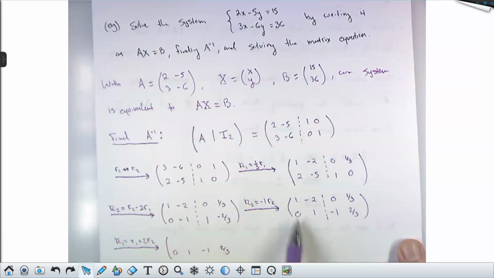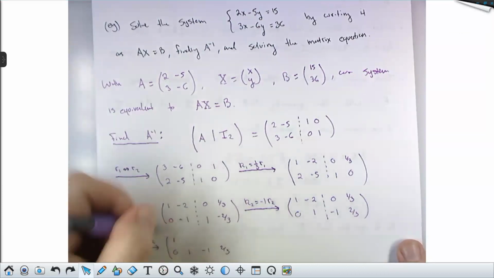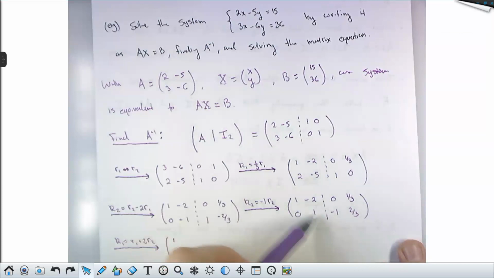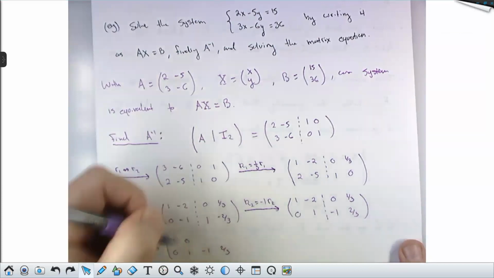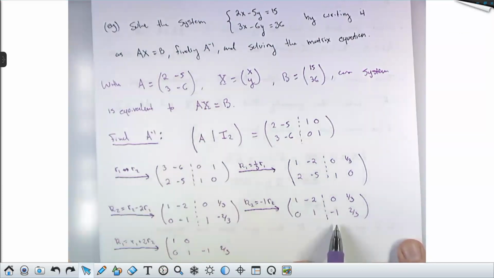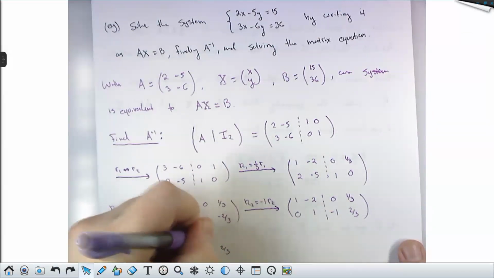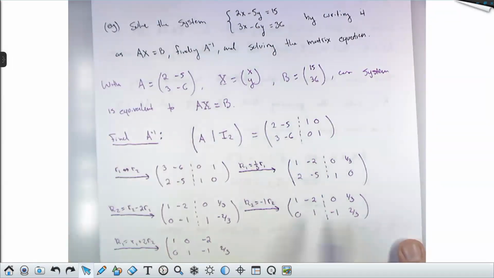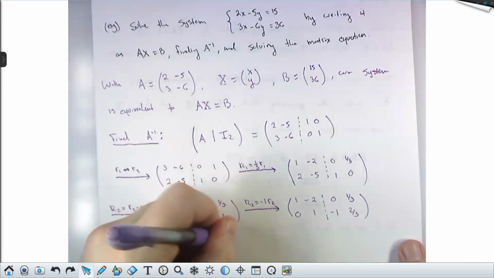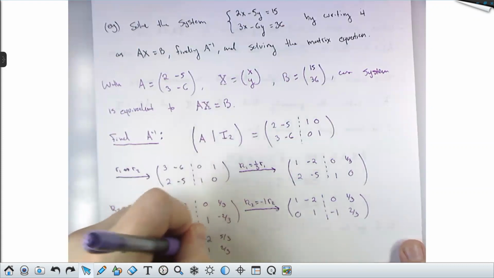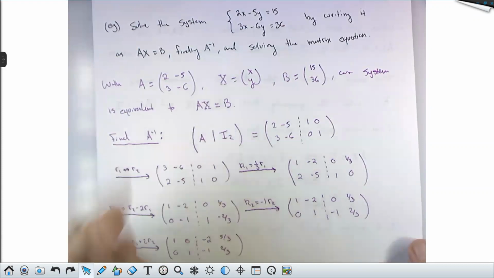2 times this is 0 plus 1 is still 1. 2 times 1 is 2 plus -2 is 0. That's by design. 2 times -1 is -2 plus 0 is -2. And 2 times 2/3 is 4/3. 4/3 plus 1/3 is 5/3. And now I'm done.